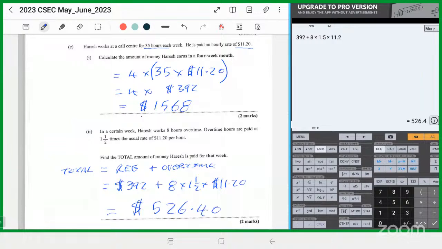The 0.4 is money, so we put 40 as his money. Money must always be expressed to 2 decimal places. Get the question right. It's not complicated. These time-and-a-half consumer payroll questions come up all the time. All right? It's not complicated.